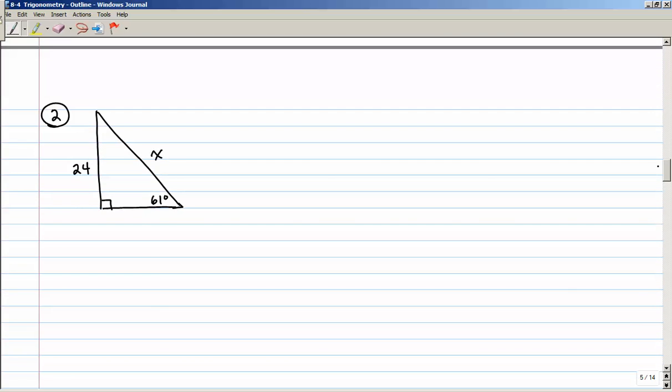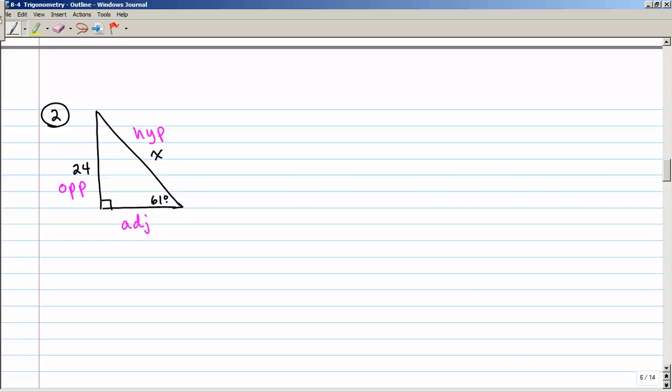Here's another example. I have a 61-degree angle, and one leg is 24, and my hypotenuse is x. So in relation to the 61-degree angle, 24 is opposite. This down here is actually adjacent, but that's not going to do me any good because I don't have anything there. And what I need to find is the hypotenuse.